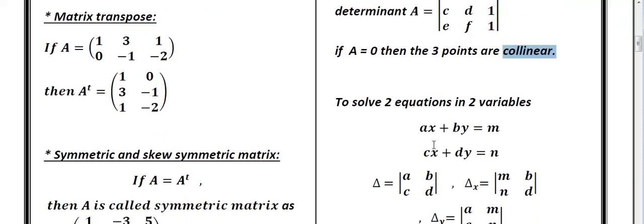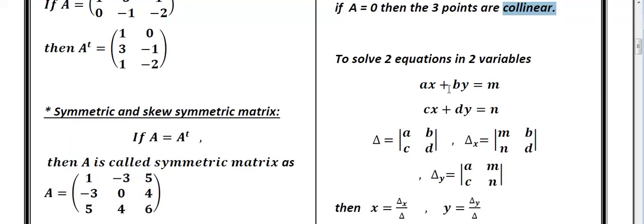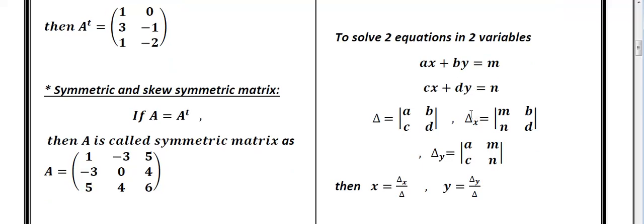And to solve two equations in two variables, ax plus by equals m and cx plus dy equals n, we can use Cramer's theorem.